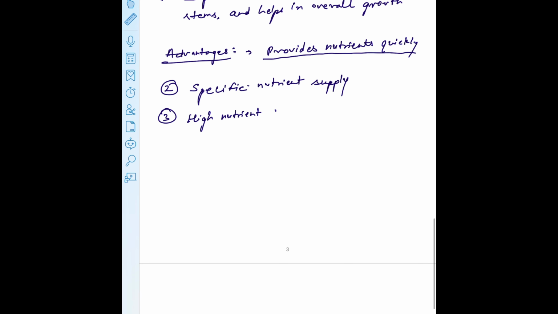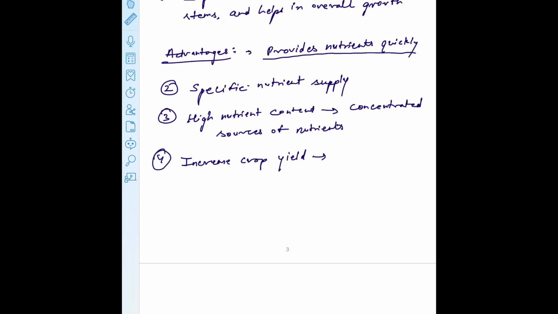Third, fertilizers have high nutrient content. Fertilizers are concentrated sources of nutrients, so only a small amount is enough for a large area. Fourth advantage is they increase crop yield. Plants get nutrients in the right quantity and at the right time. Fertilizers help farmers grow more food.